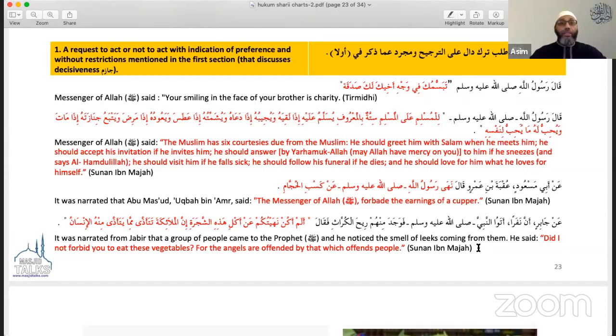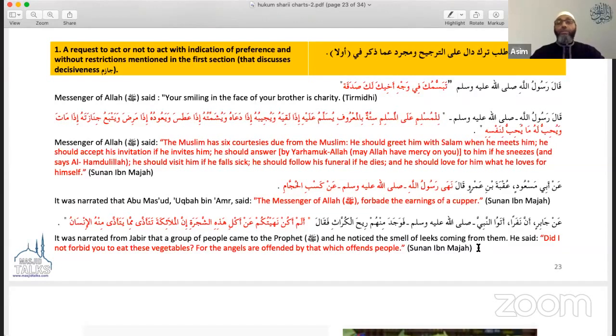And then the other 4 are mentioned: if a Muslim sneezes, and you say Yarhamakullah, that's also a sunnah. The 4th one is he should visit him if he falls sick. The 5th one is he should follow his funeral if he dies. And the last one mentioned is he should love for him what he loves for himself. So these are the 6 things which are preferable for a Muslim to do for another Muslim.